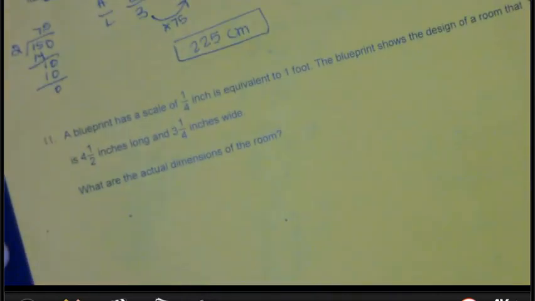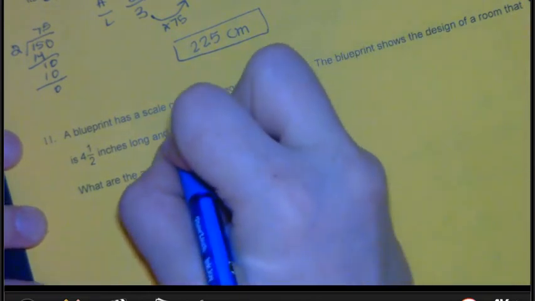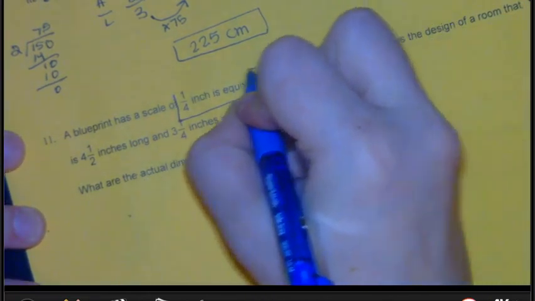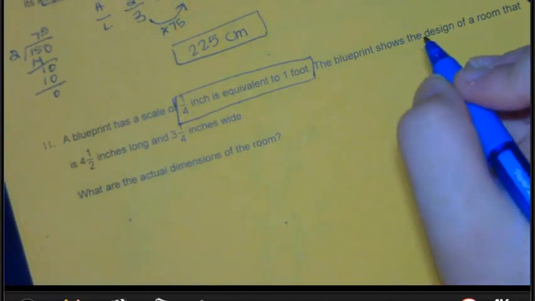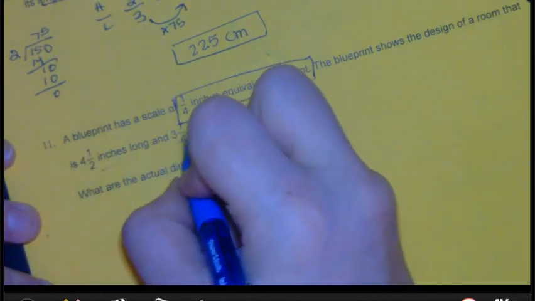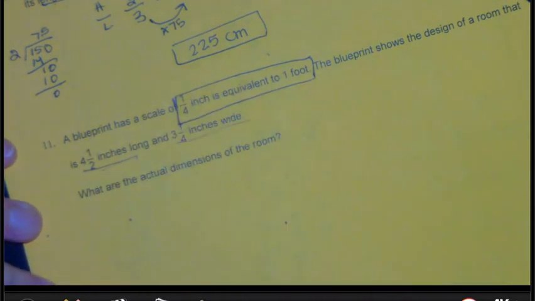All right, number 11, a blueprint has a scale that is 1/4 inch to 1 foot. The blueprint shows the design of the room that is 4.5 inches long to 3 1/4 inches wide. What are the actual dimensions of the room? So it looks like I need to go from the model to the actual. So let's go ahead and set up our ratio, model to actual.